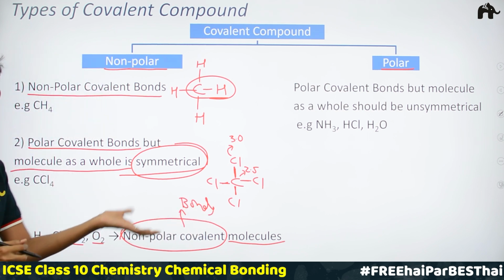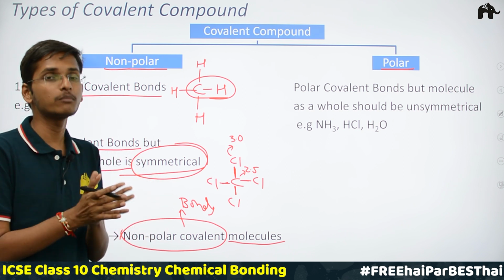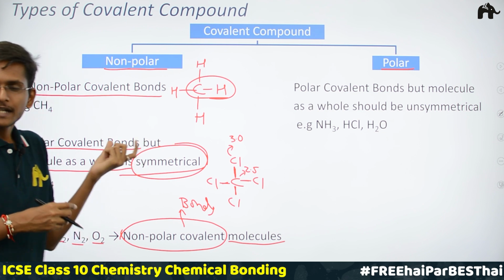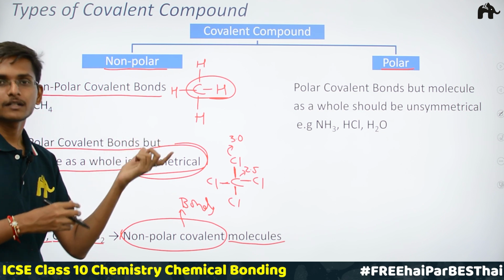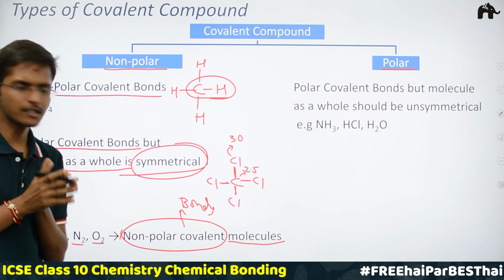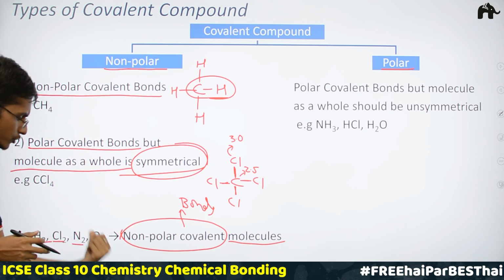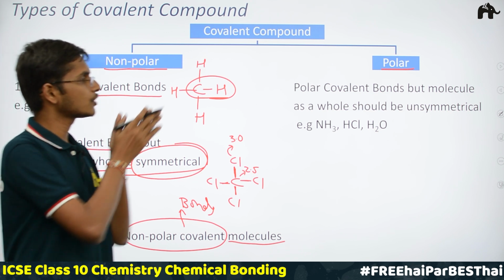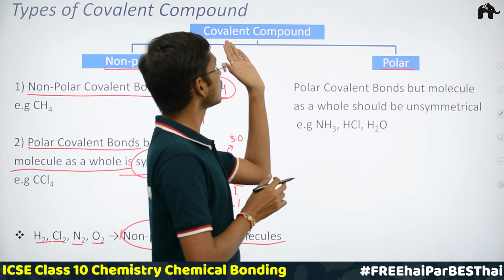Very simple. We have already studied that non-polar covalent bonds are formed between atoms of the same element, and they have the same electronegativity. So see here, in H2, Cl2, N2, O2, the covalent bonds are formed between atoms of the same element: hydrogen, chlorine, nitrogen, oxygen. Very clear? Okay, now let's move to the polar covalent compounds.